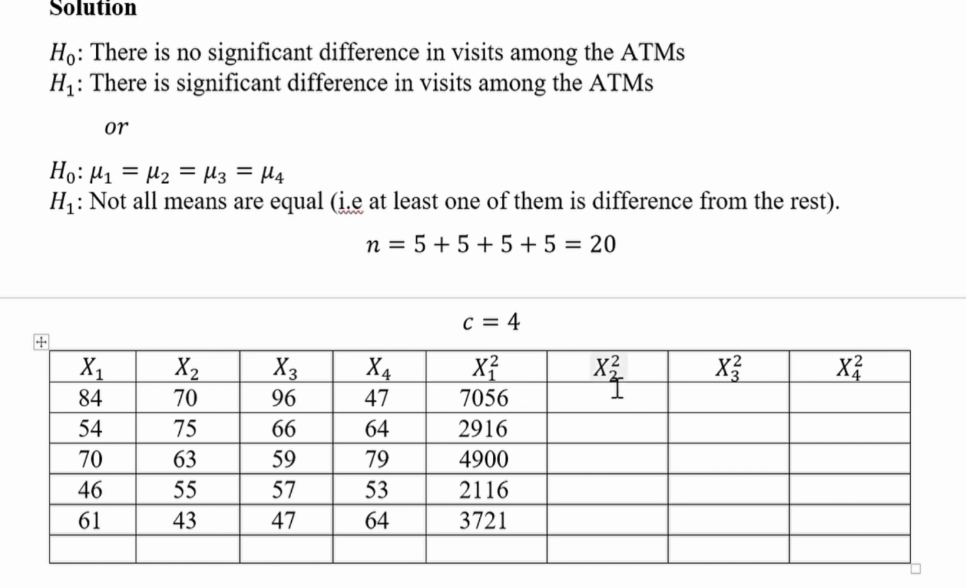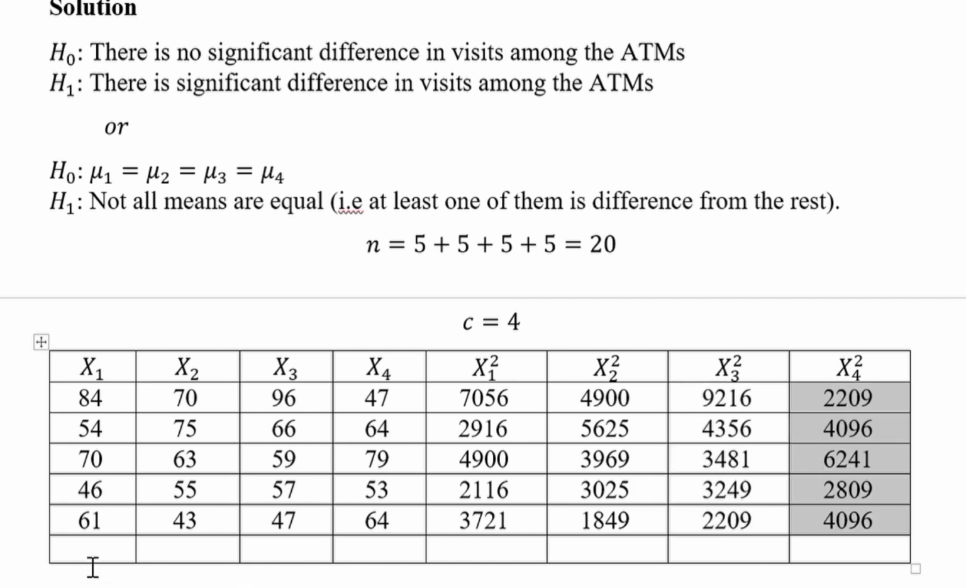This next column is X2 squared, meaning we take the values in the X2 column, we square them to get the values here. The first one is 70 squared, right here. 75 squared, you write it here, all the way up to 43 squared, which is this one here. This is X3 squared, meaning we take the values in column X3, we square them, get that, and then we take these values in X4, square them to get the values to write here.